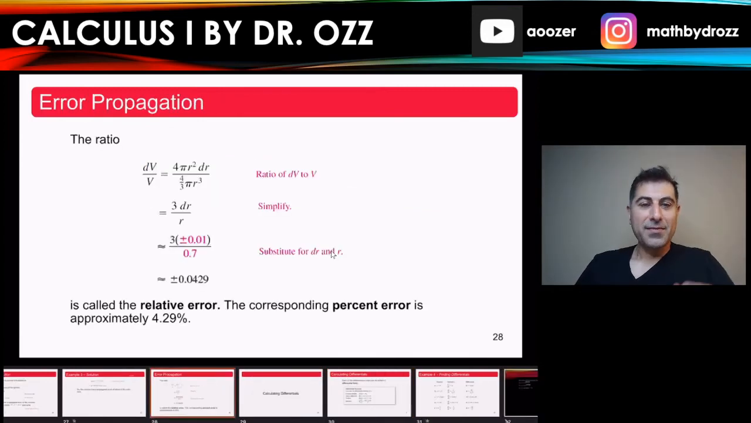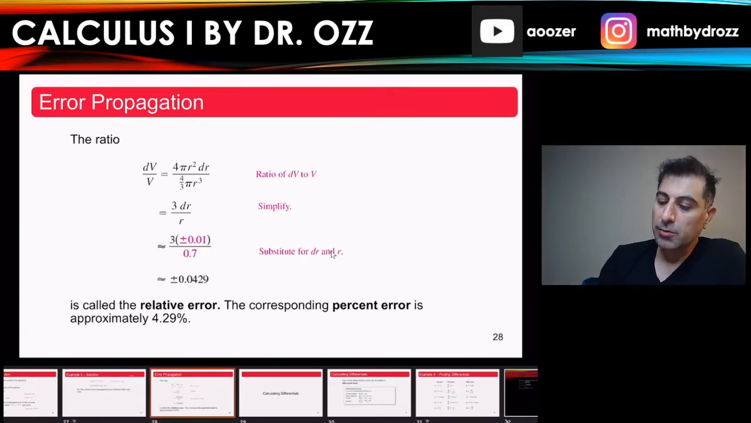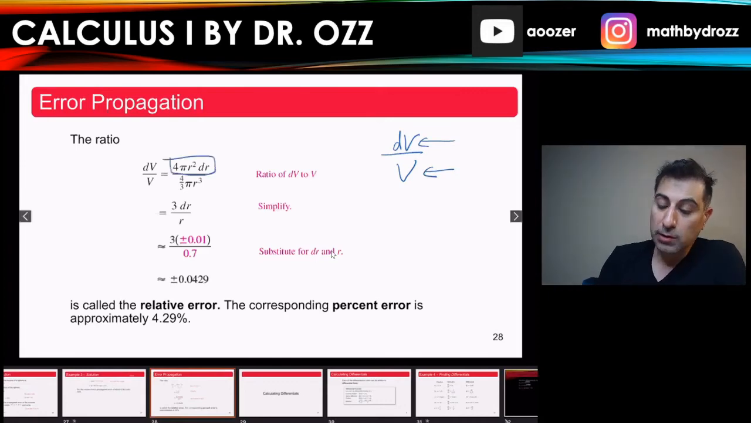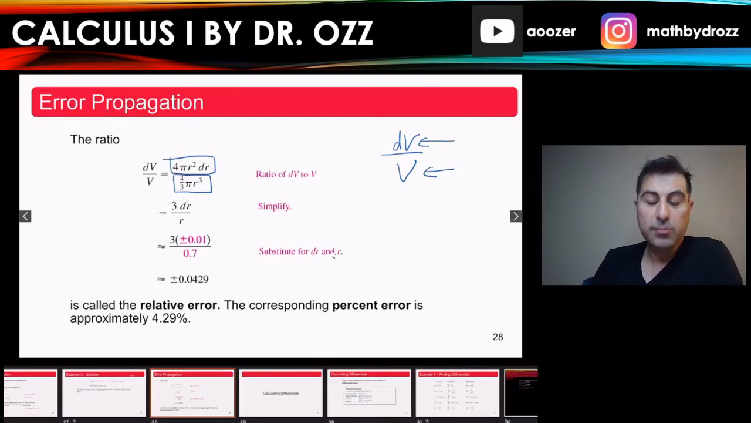All right, we also want a percent error. So we're going to look at the ratio between dV and V. V is the actual volume, and dV is the approximated volume. The approximated volume we just found to be 4 pi r squared dr, and the actual volume is 4 over 3 pi r cubed.